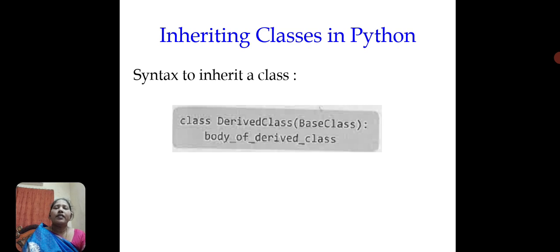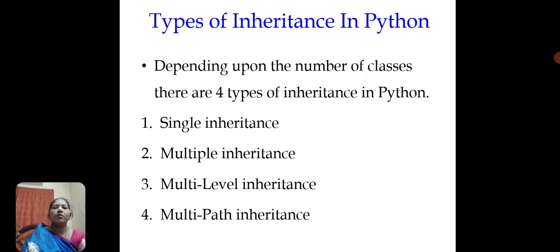And how do we inherit classes in Python? This is the syntax. The keyword class followed by the derived class name, and then in brackets you specify the base class, then a colon. Whatever you want to include within the derived class you can include there.